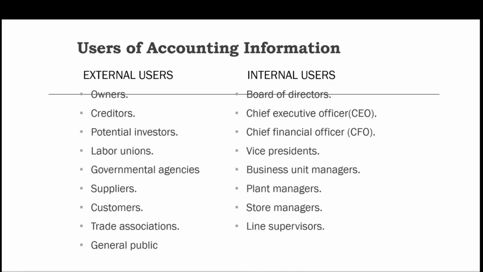What do you think the creditors would want to know? They will want to know if you will be able to settle what you owe them. Good. Be able to settle what you owe. So because of that, which part of the financial statement will be very important to them?